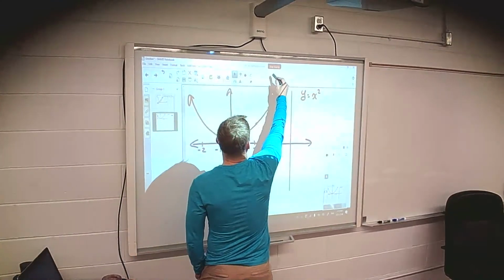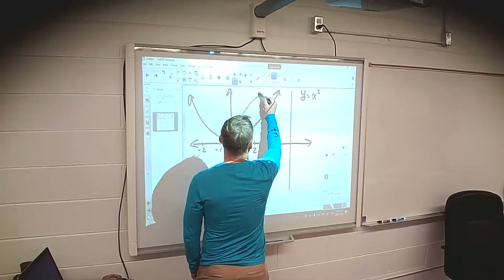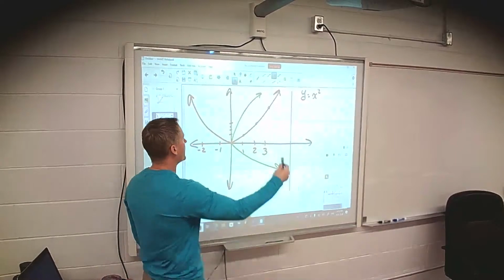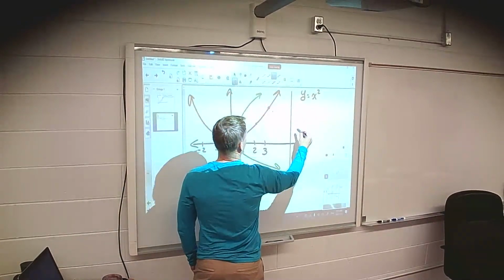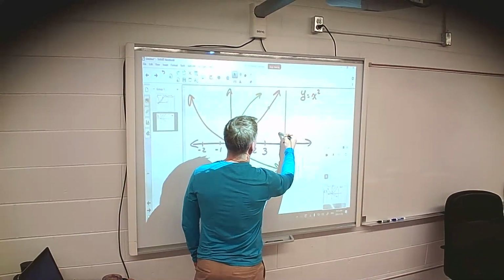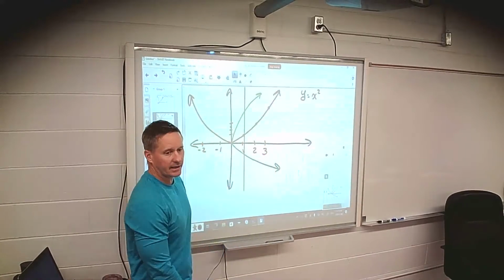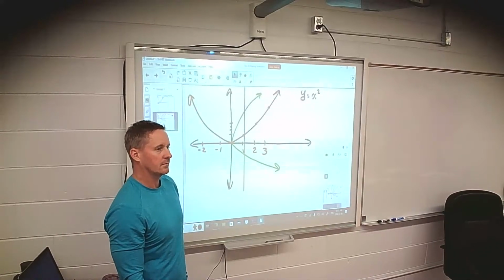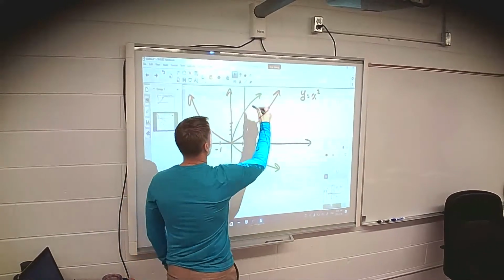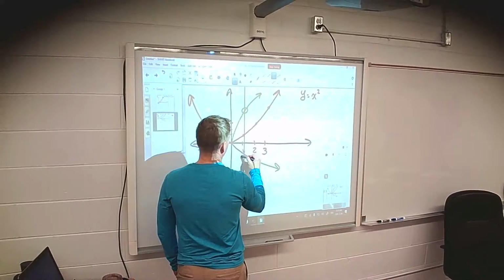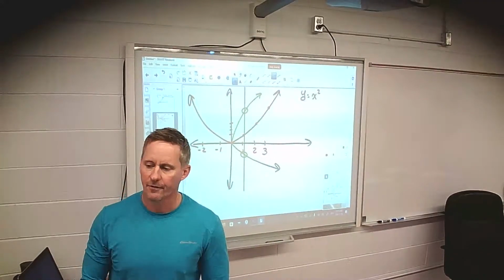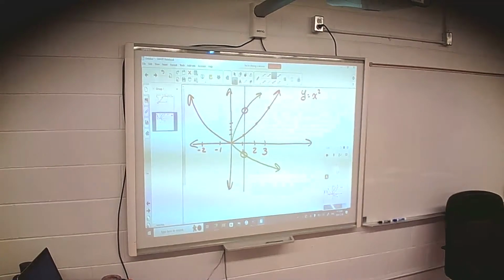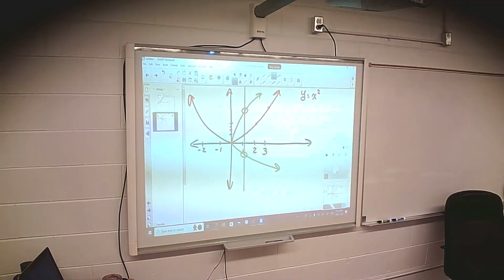If I have a graph that looks like this, that's not a function. Why? How come? Because when I move this line here, how many points does it hit on that green graph? 2. Therefore, that's not a function. So if it hits more than 1 point on the graph, it's not a function. Circles aren't functions, because you would hit more than 1 point when you do a circle.